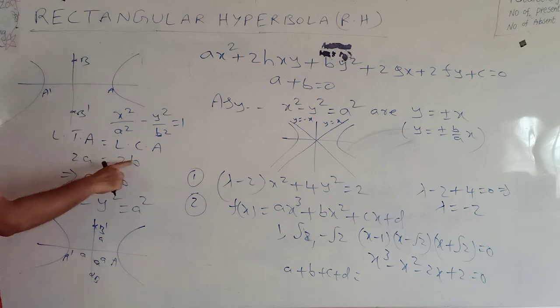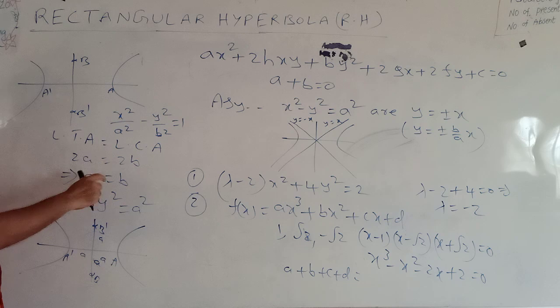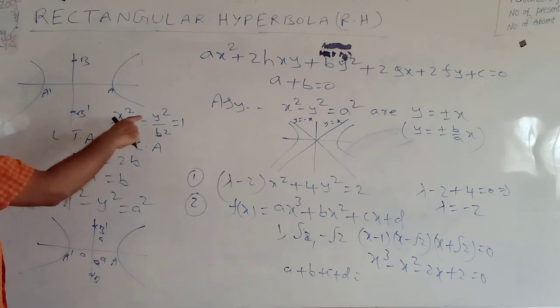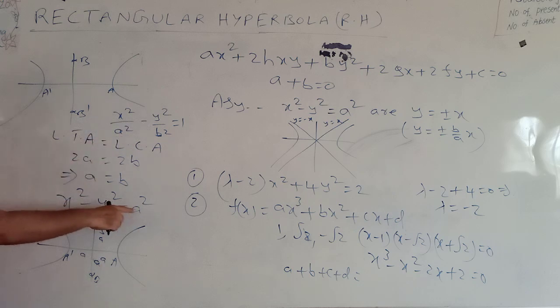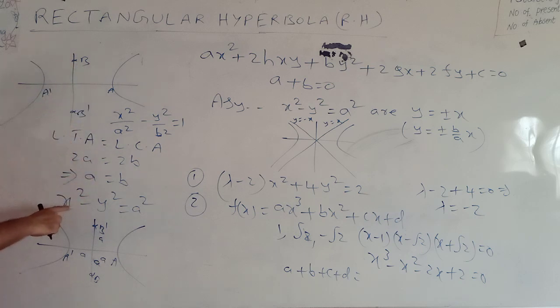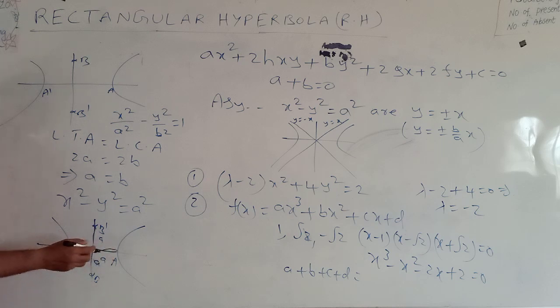That means 2a equal to 2b implies a equal to b. So if a equal to b, then that hyperbola is called rectangular hyperbola. Therefore, this equation becomes, when a is b, x square minus y square equal to a square. So the equation of the rectangular hyperbola is x square minus y square equal to a square. So this is the diagram of this hyperbola.